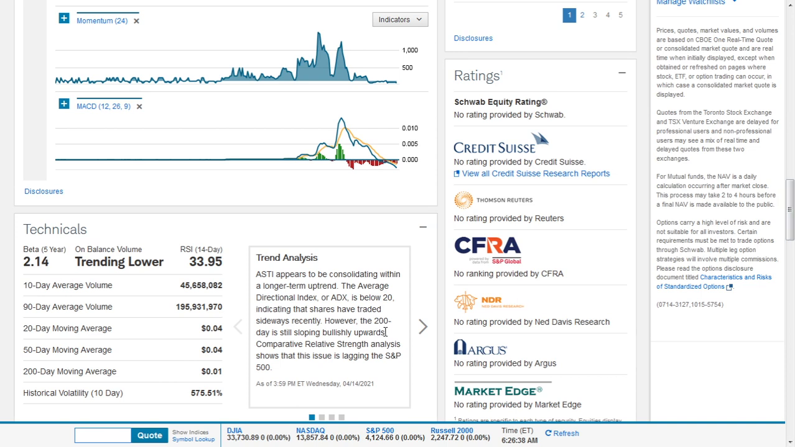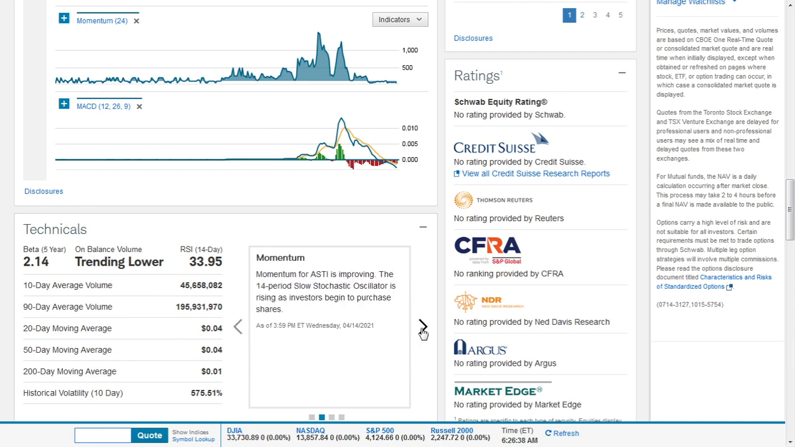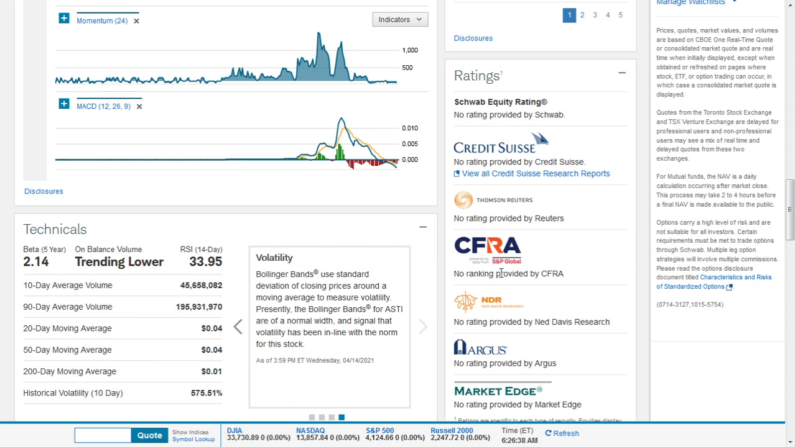However, the 200-day is still sloping bullishly upwards, but it is lagging the S&P 500. Momentum is improving. The 14-period slow stochastic oscillator is rising as investors begin to purchase shares. The on-balance volume indicator is bearish. The slope of the indicator is negative and suggests that there is a lack of buying interest. Presently, the Bollinger Bands for ASTI are of a normal width and signal that volatility has been in line with the norm for this stock.